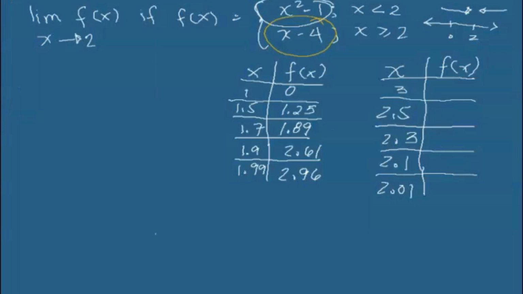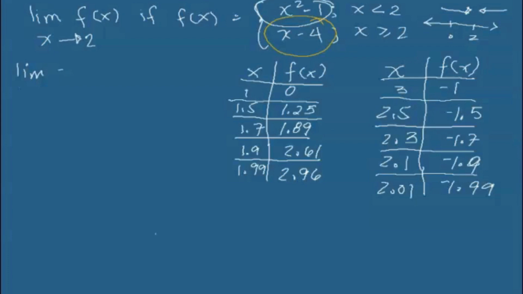So 3 minus 4 is negative 1. 2.5 minus 4 is negative 1.5. 2.3 minus 4 is negative 1.7. 2.1 minus 4 is negative 1.9. 2.01 minus 4 is negative 1.99.